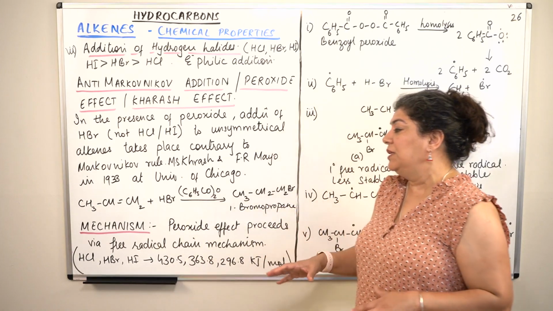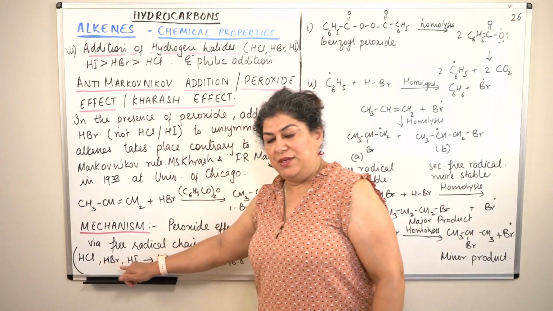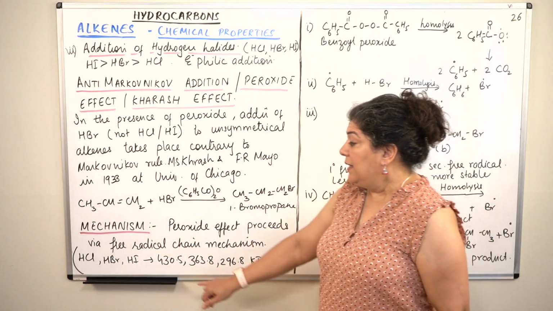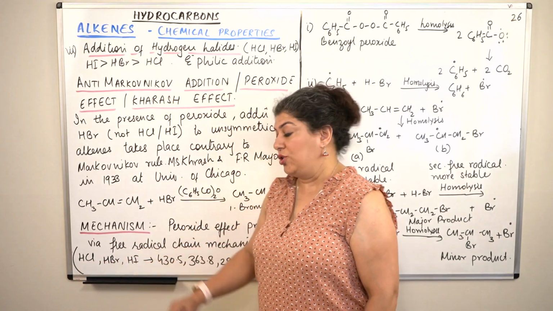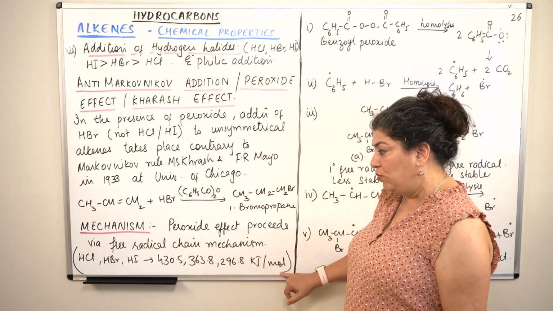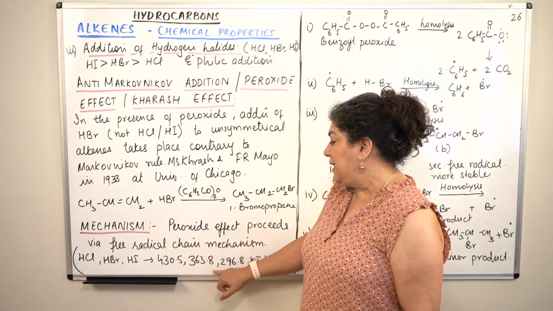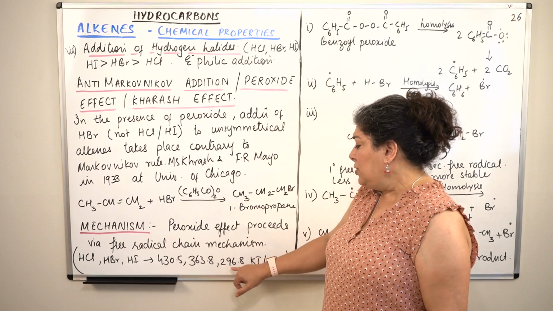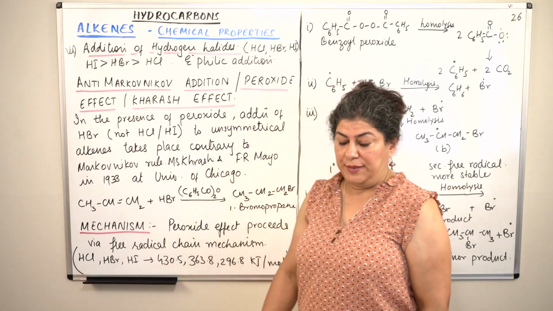But before we come to the mechanism of this reaction, let us see that the bond enthalpies of hydrogen chloride, hydrogen bromide and hydrogen iodide are given here. The bond enthalpies are 430.5 kilojoules per mole for hydrogen chloride, 363.8 kilojoules per mole for hydrogen bromide, and 296.8 kilojoules per mole for hydrogen iodide.